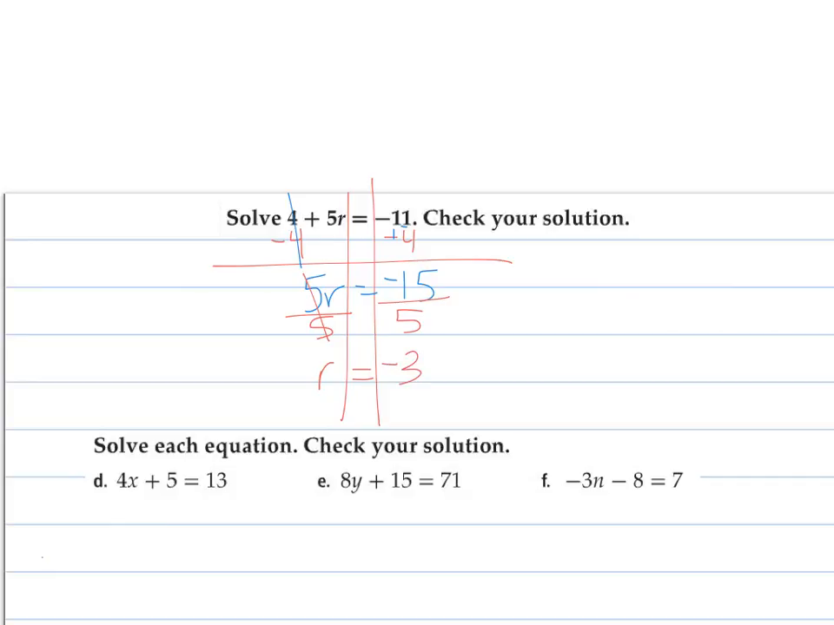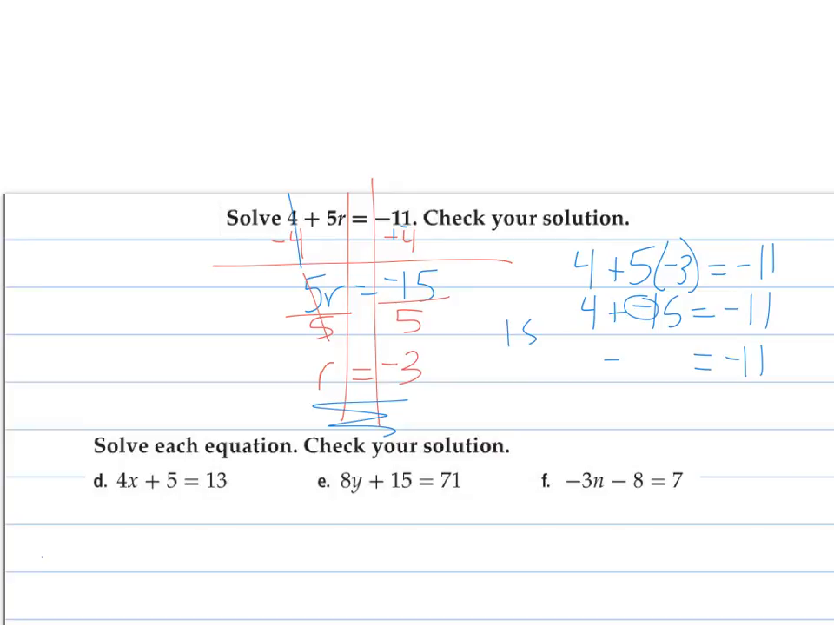Plug it in to check again. I would normally work down, but I'm going to move over. 4 plus 5 times that value of r should equal negative 11. 4 plus that negative 15 should equal negative 11. Here's where you actually have to do the math and not just assume. I have more negatives than positives. 15 is 11 more than 4, so my solution works.